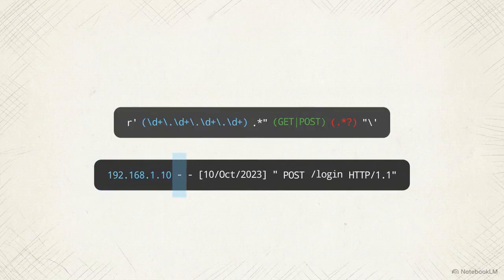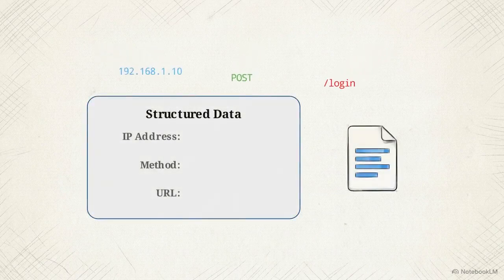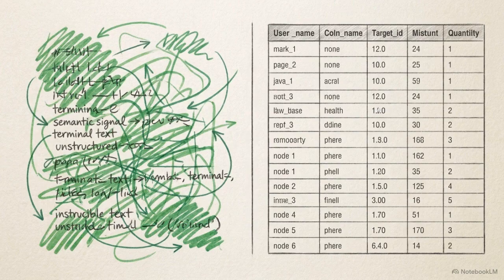You give it a pattern to look for, and it scans the messy text to lift out exactly what you need, like a visitor's address or the specific page they tried to visit. Filtering this historical data is your first step. It turns a chaotic pile of information into clear intelligence you can act on.